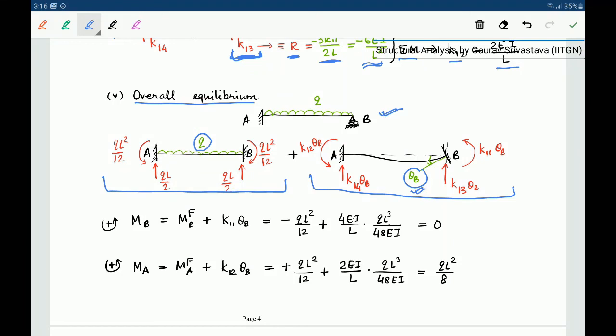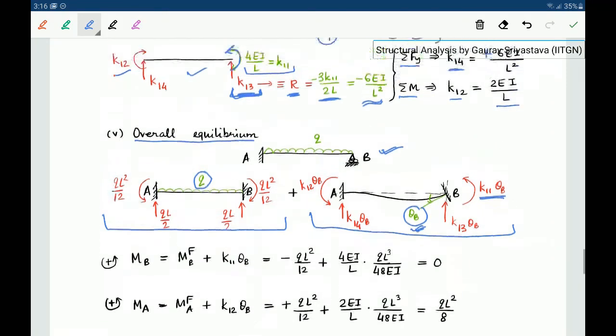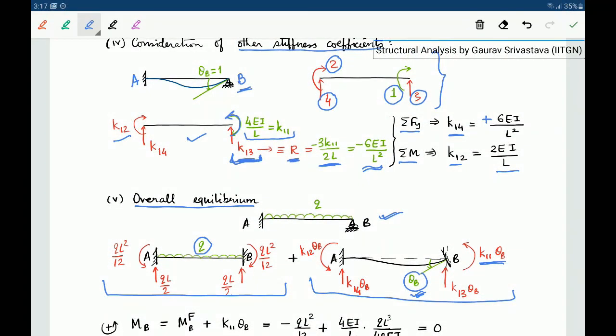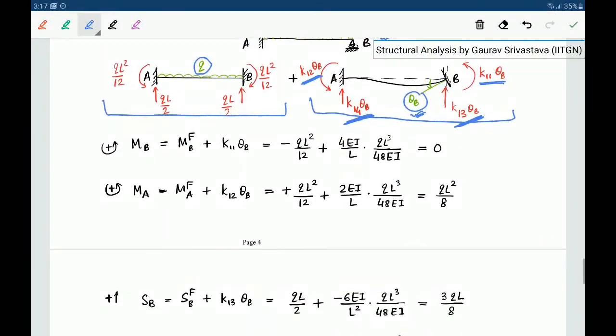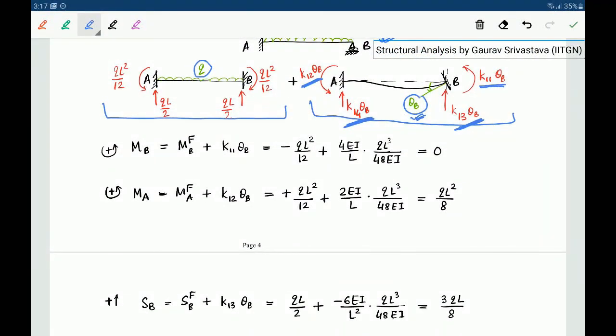And in creating this theta B, we know that the moment required at B will be K11 times theta B, right? The moment generated at A will be K12 times theta B. The reaction at A will be K14 times theta B, and the reaction at B will be K13 times theta B, right? The other stiffness coefficients we have already calculated. So now we can just write the equilibrium for all the joints individually.